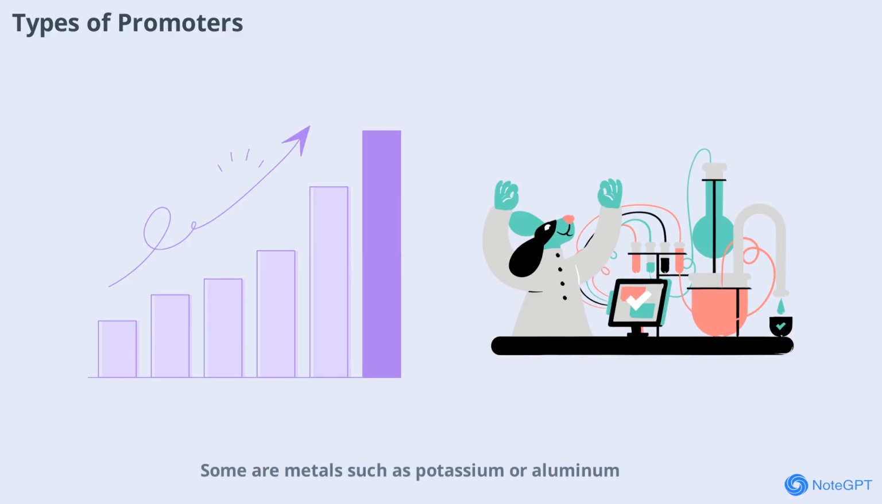Promoters come in many forms, depending on the reaction and catalyst involved. Some are metals, such as potassium or aluminum, while others are nonmetals or even organic compounds. The choice of promoter depends on the desired effect, whether it's to increase activity, improve selectivity, or enhance stability. Each type of promoter interacts differently with the catalyst, and selecting the right one is a key part of catalyst design. Let's look at some common examples in the next scene.